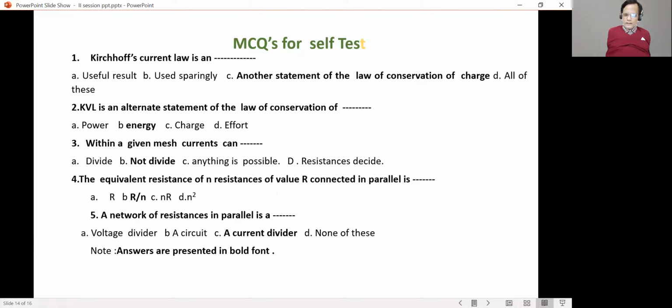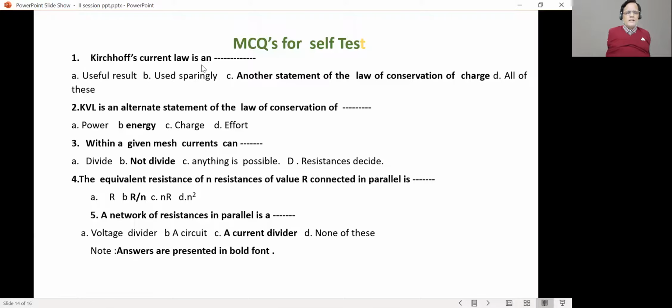Thus far in this session we have looked at the basic definitions of some of the terms associated with Kirchhoff's laws: the branch, the mesh, the loop, the node, etc. Then we have stated and understood Kirchhoff's voltage law and Kirchhoff's current law. We have also looked at the branch current and mesh current methods of circuit analysis. Having done this much, we can also look at a few MCQs.